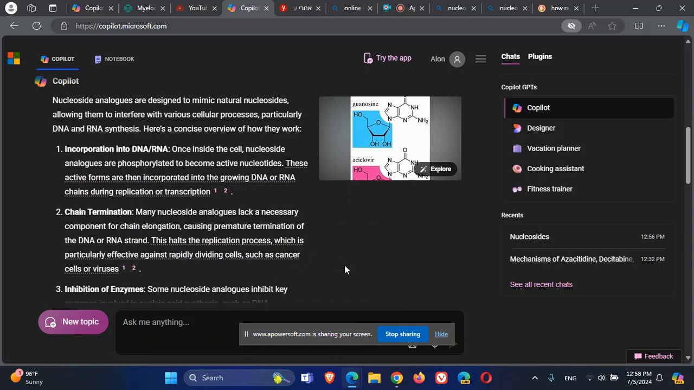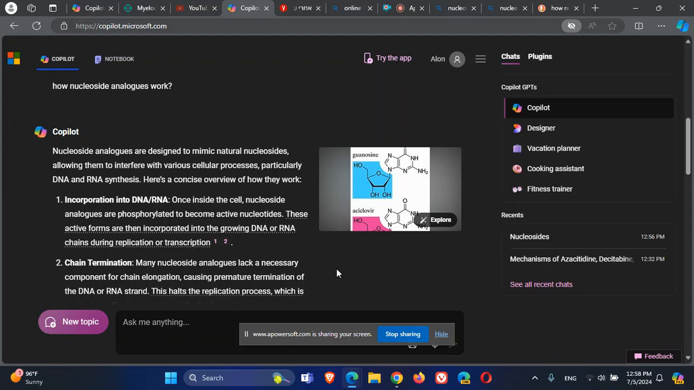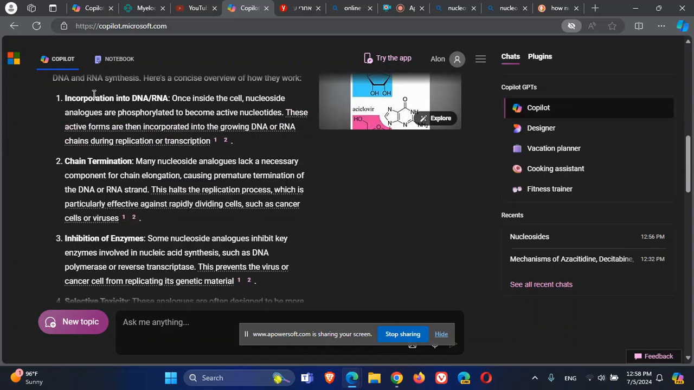But nucleoside analogues do two main things. They are incorporated into DNA and RNA, and they cause chain termination. This is the one mechanism of action. And the second thing is inhibition of enzymes. So chain termination, how do they do that? They incorporate into DNA or RNA as nucleoside analogues, and they don't let the enzymes elongate the DNA or RNA.